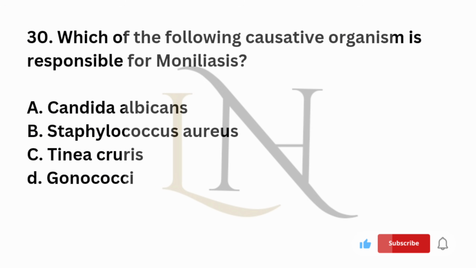Which of the following causative organisms is responsible for moniliasis? Option A, Candida albicans. Option B, Staphylococcus aureus. Option C, Tinea cruris. Option D, gonococci. Correct answer.